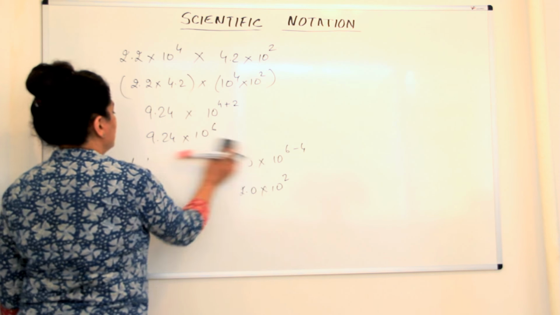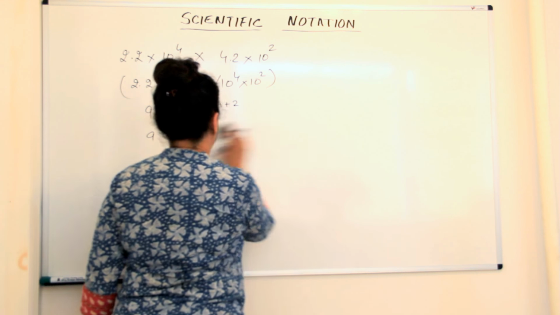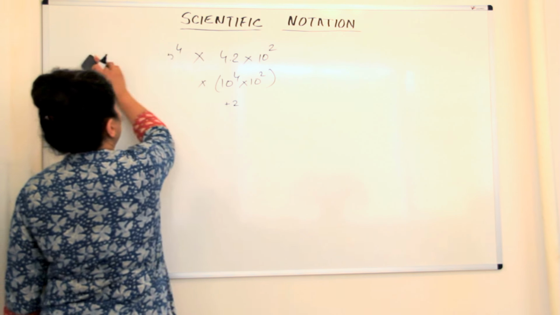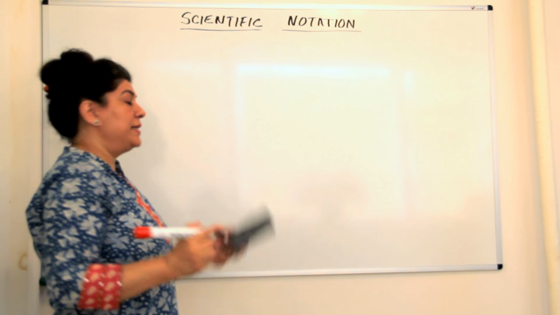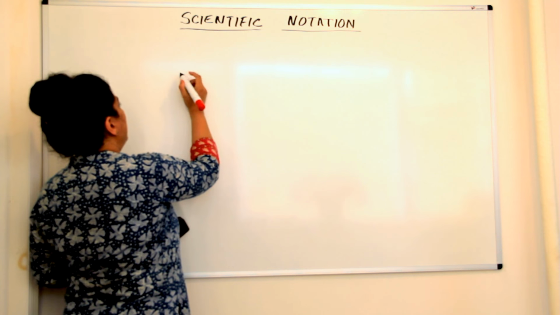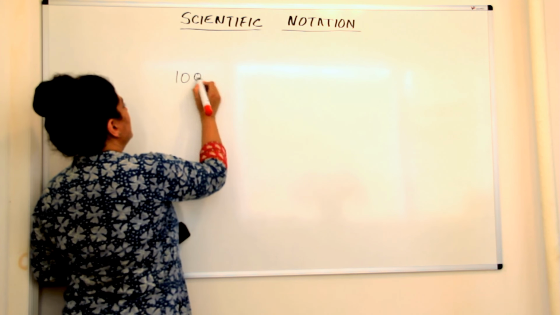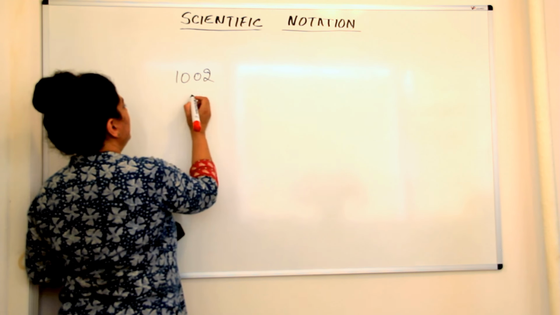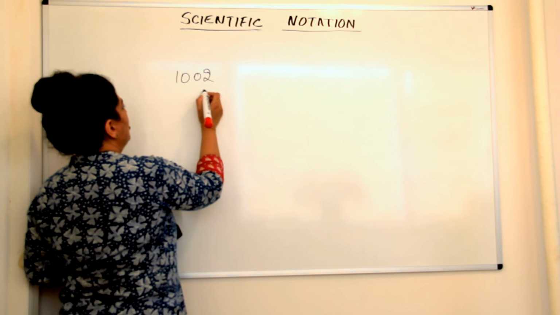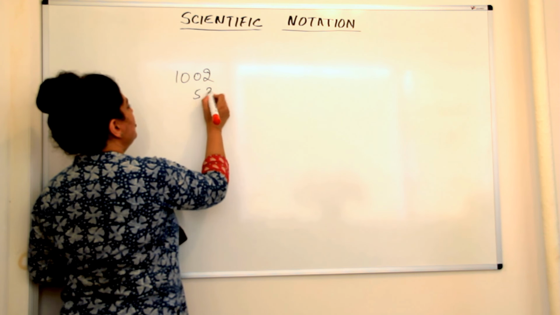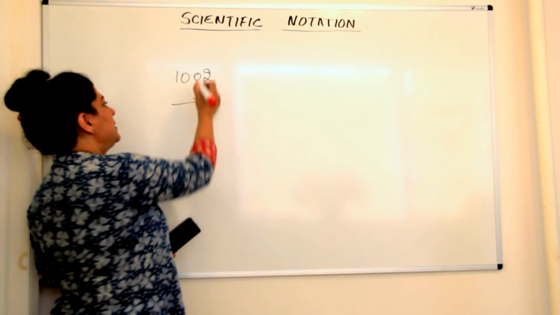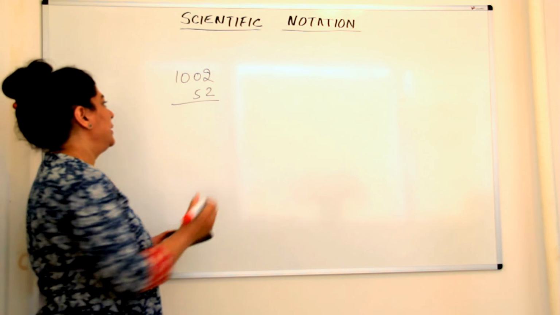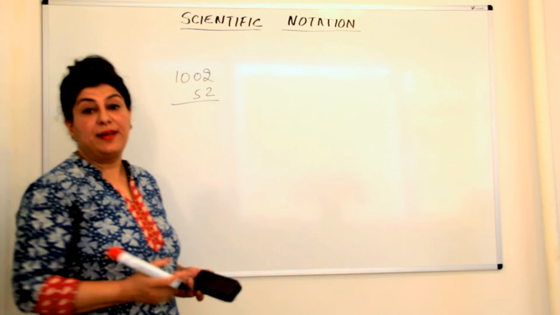How would we carry out addition and subtraction? Let me remind you, in our childhood, when we carried out addition and subtraction, let us say we have the number 1002 and we have to add 52 to it. So what do we do? I put 5 and 2 under it in such a way that the ones fall under ones, the tens fall under tens, and so on. And only then we can carry out our calculation.